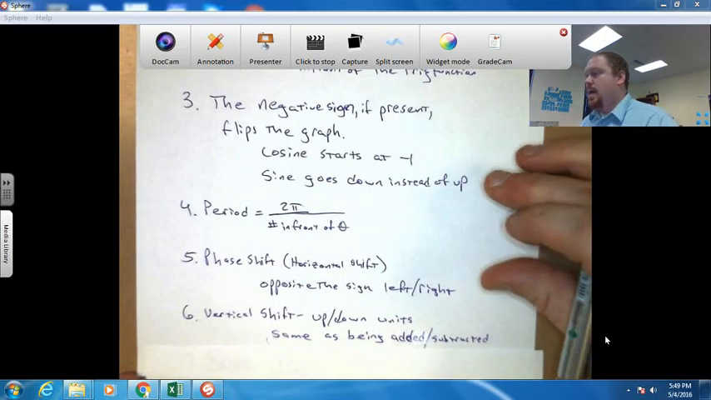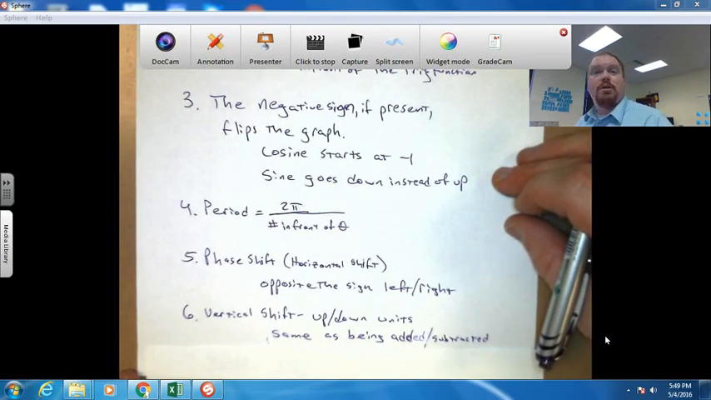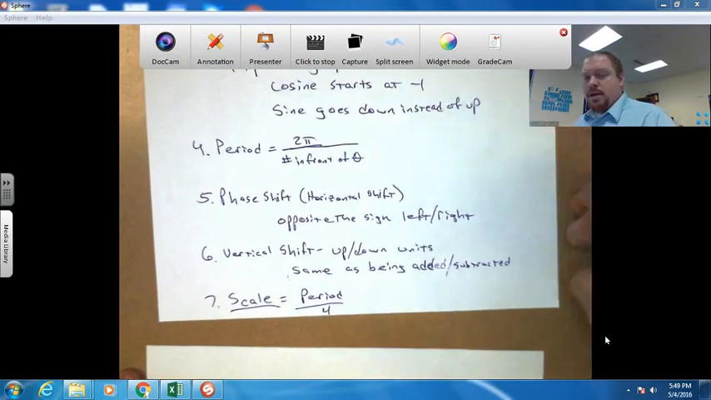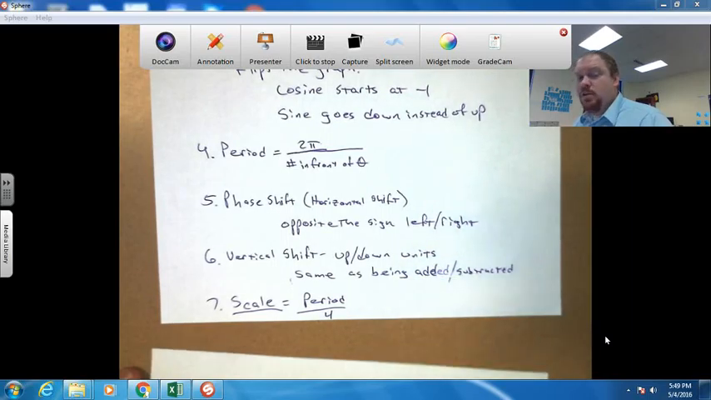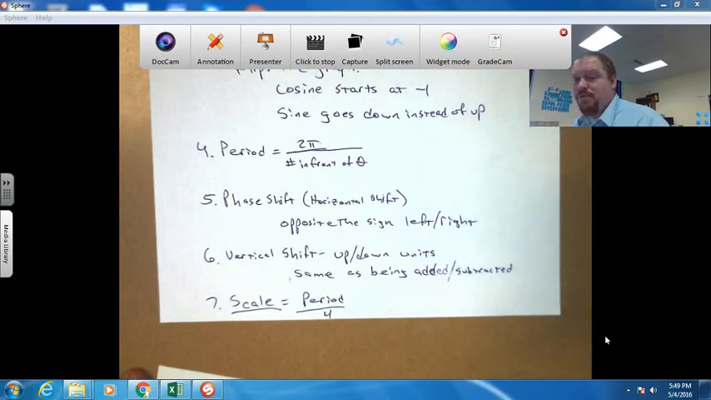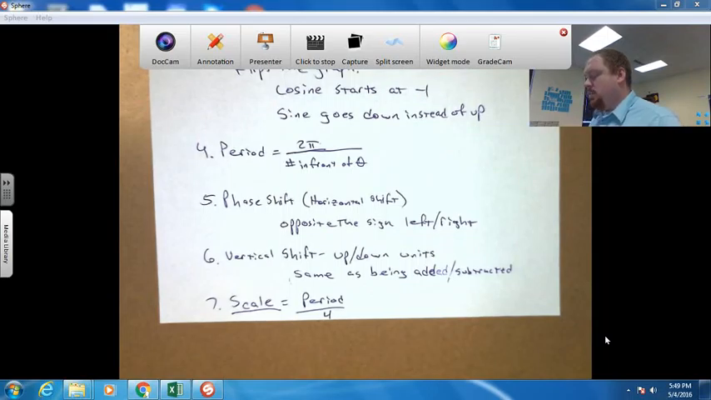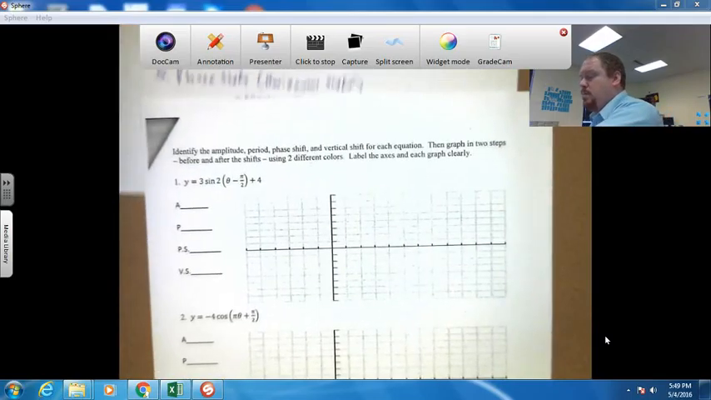And lastly, step 7, and this one's actually pretty important. This is the one that's going to make our life really easy or not so easy. That's to determine a scale. The scale is going to be the period, so what you found in step 4, divided by 4. Each of these you're going to find on the side of the graphs that you look at. So turn to this page in your packet. It should be right after the other ones that you've done.